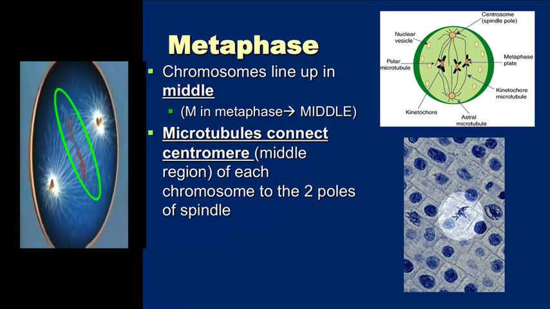Now, as far as how long metaphase takes, it varies depending on organism. Sometimes it can take 10 minutes, 20 minutes, 30 minutes. It's different. Prophase is usually the longest. 50 to 60% of mitosis is spent in prophase. So we'll usually be seeing a lot of cells in prophase. Metaphase, not as long, but still a good amount of time is spent in metaphase.